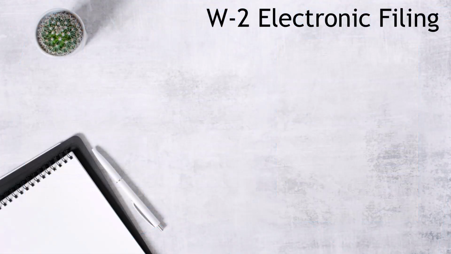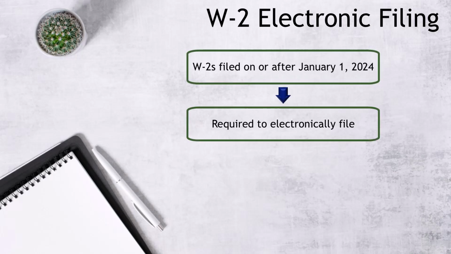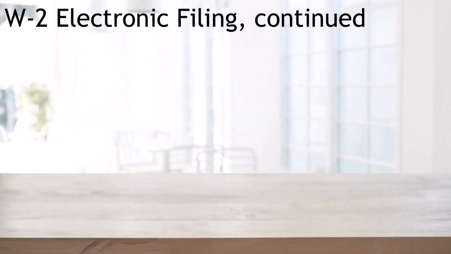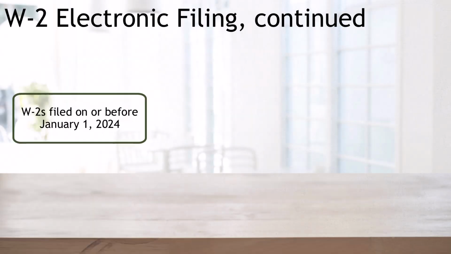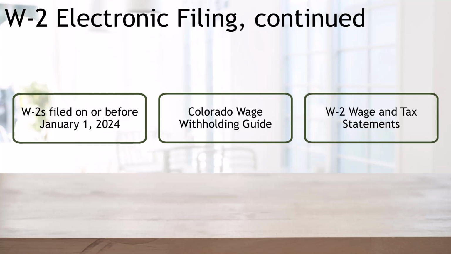An employer required to file federal W-2s electronically must also file Colorado W-2s electronically. For W-2s required to be filed on or after January 1st, 2024, the employer is required to electronically file W-2s if the employer has 10 or more federal W-2s. For W-2s required to be filed prior to January 1st, 2024, please reference Part 4 of the Colorado Wage Withholding Tax Guide titled W-2 Wage and Tax Statements.